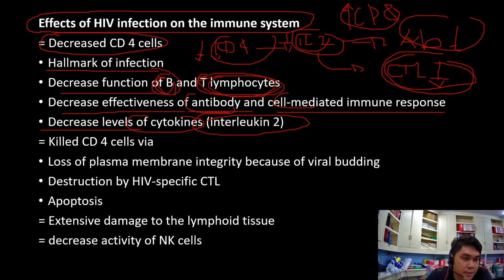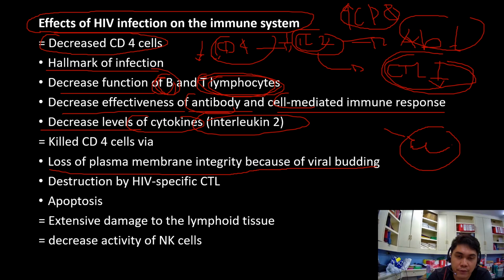Interleukin 2 is important in the activation of antibody production and CTL. Okay. Next, the decrease in CD4 cells is due to CD4 cells being killed by the virus via loss of plasma membrane integrity because of viral budding. So during viral replication, first you have your fusion, then transcription, then integration, then next is the formation of new virion, and after that you have budding. This process called budding can cause disruption to your plasma membrane, and that can cause death to the host cell.